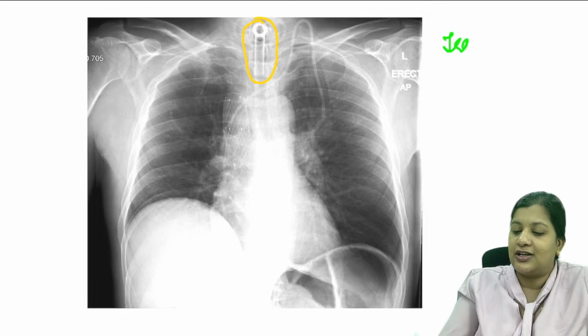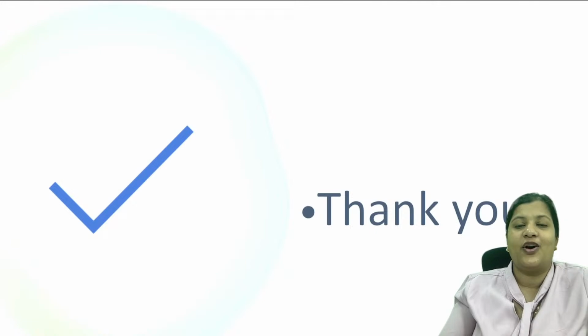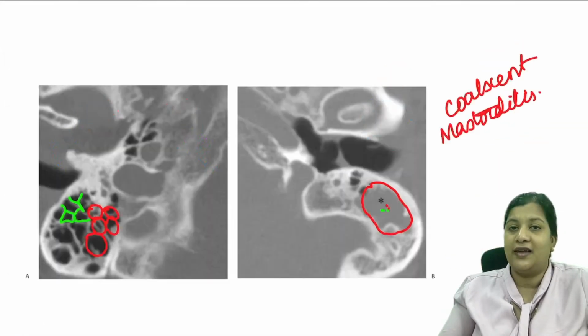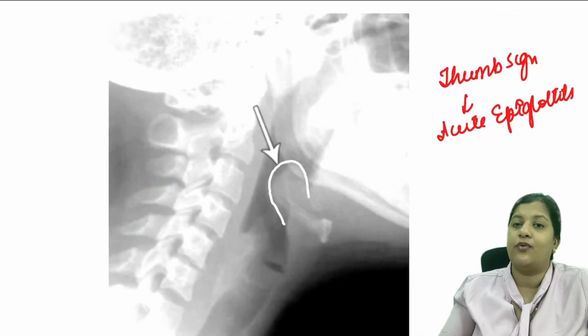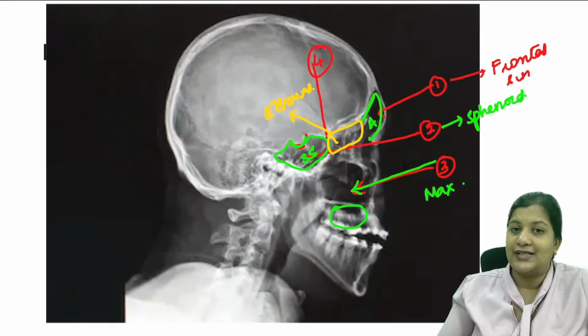So this is an X-ray showing to you that there is a tracheostomy tube. So this completes your most important radiology in ENT. So quickly I will take you through all of the images that we have described in one go, so that you can have a quick understanding of whatever we've discussed so far.